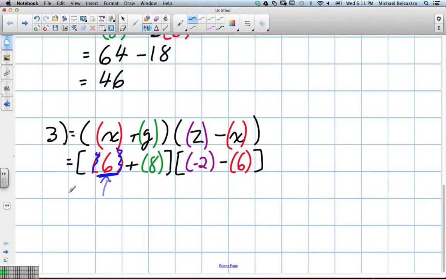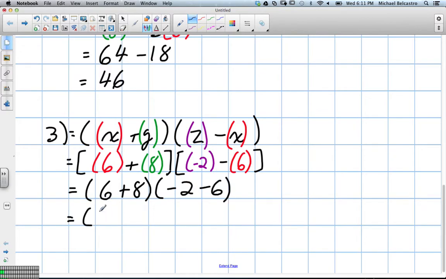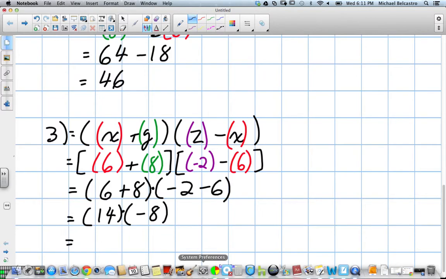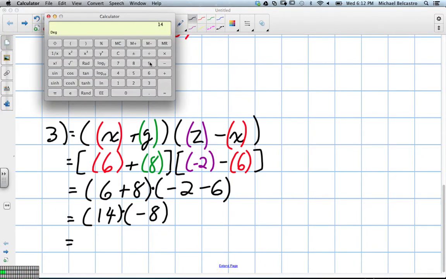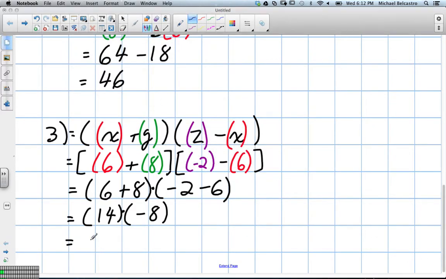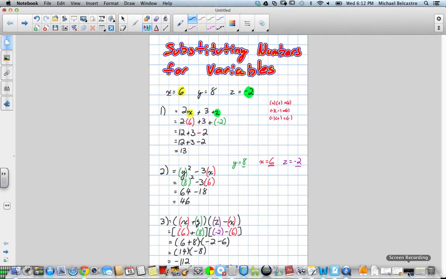So really the question now reads, and we'll write it a little simpler, 6 plus 8 times -2 minus 6. Okay. Well, 6 plus 8 is going to give us a value of 14. We always deal with the brackets first. And in the other bracket, -2 minus 6 is actually -8. Now a bracket beside a bracket means multiplication. Okay, so we'd have to multiply these values. We'll take out a little calculator. So we have 14 by -8, which is equal to negative 112. So our final answer is negative 112. Okay, so that's everything we've done with substituting numbers for variables.